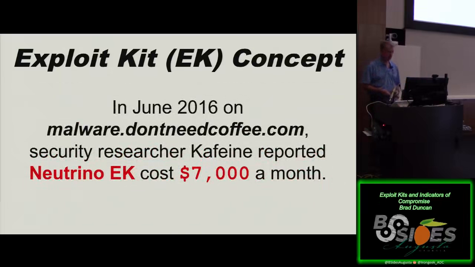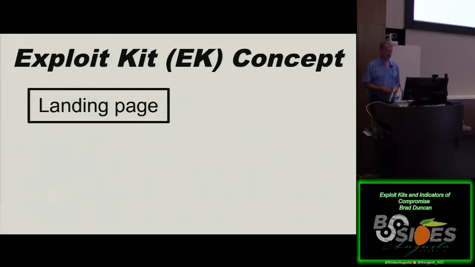In June 2016, malware-don't-need-coffee.com, the security researcher Caffeine that runs that site, reported that Neutrino exploit kit costs $7,000 a month. That was shortly after Angler exploit kit disappeared from the exploit kit scene, which was about that price. Prior to that, Neutrino was costing around $3,500 a month. So once you are actually able to cough up the dough and pay for it, you have yourself a server.